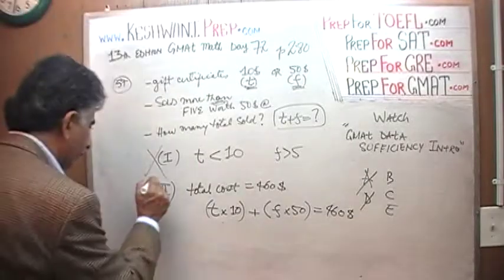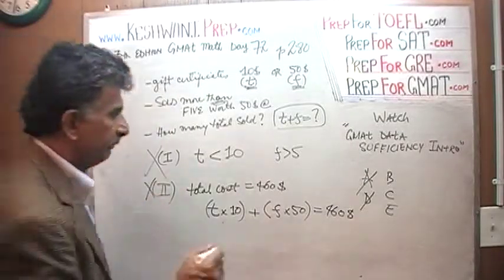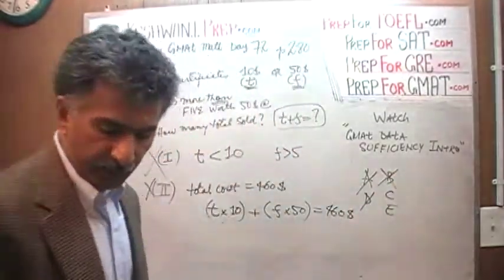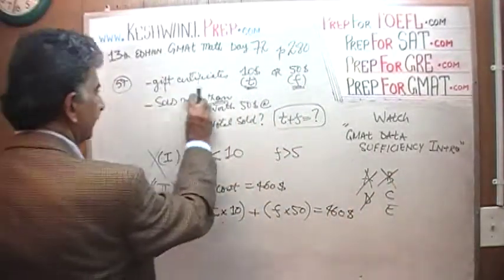The second statement by itself also does not do the job. The answer cannot be B. Let's put them together, shall we? Let's put them together on the top.